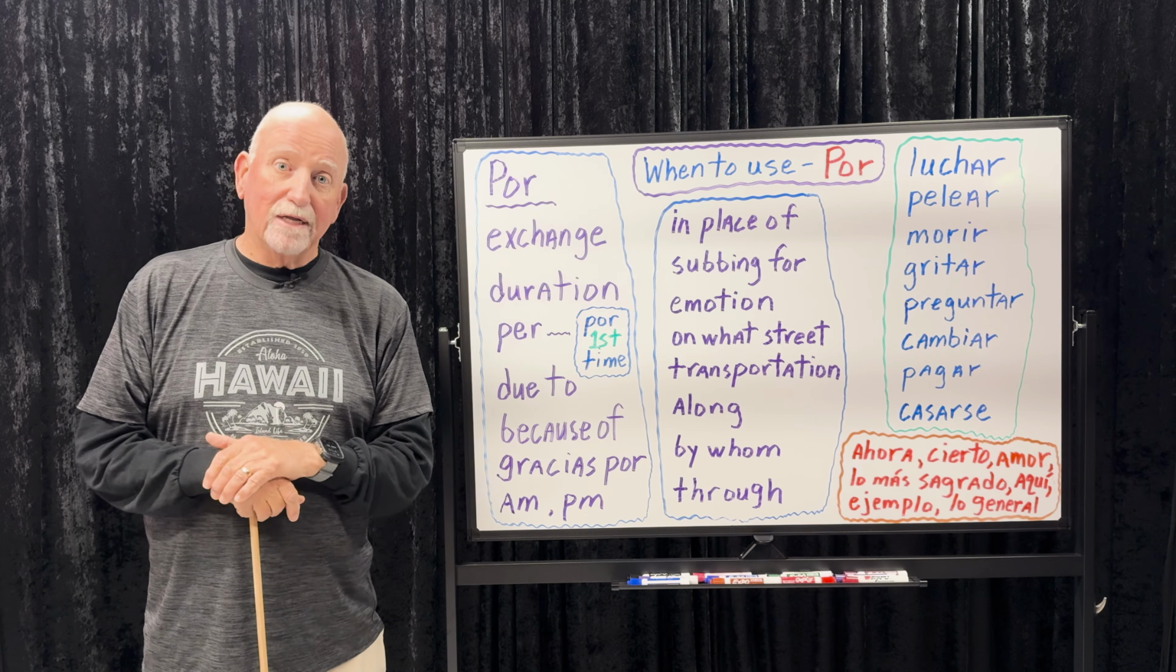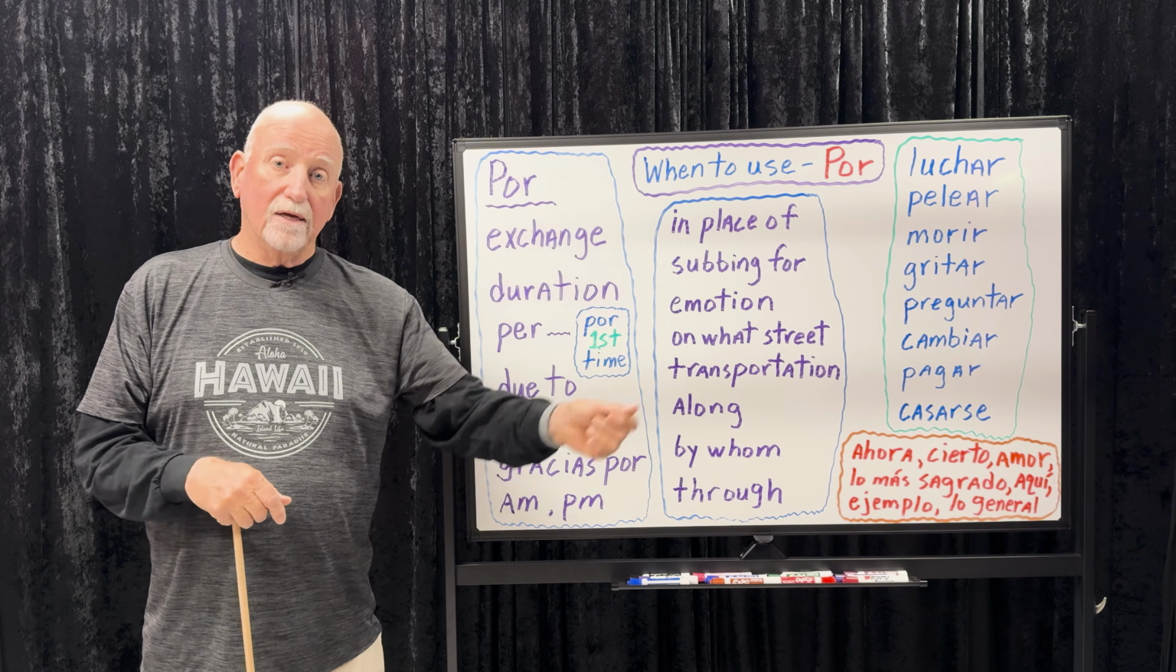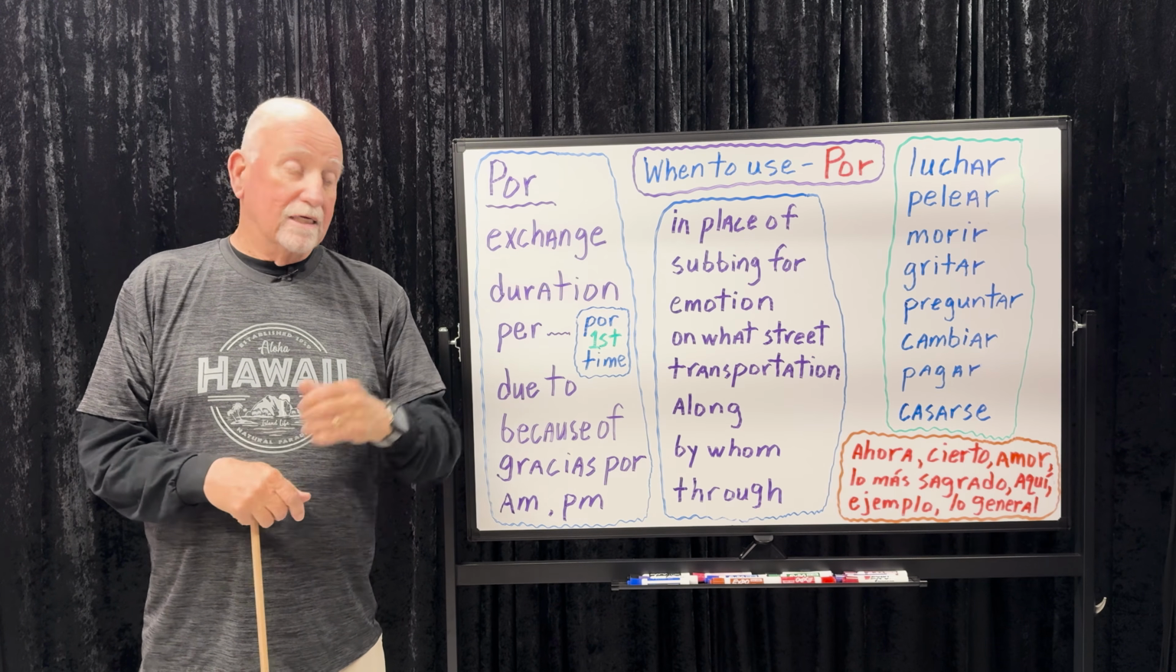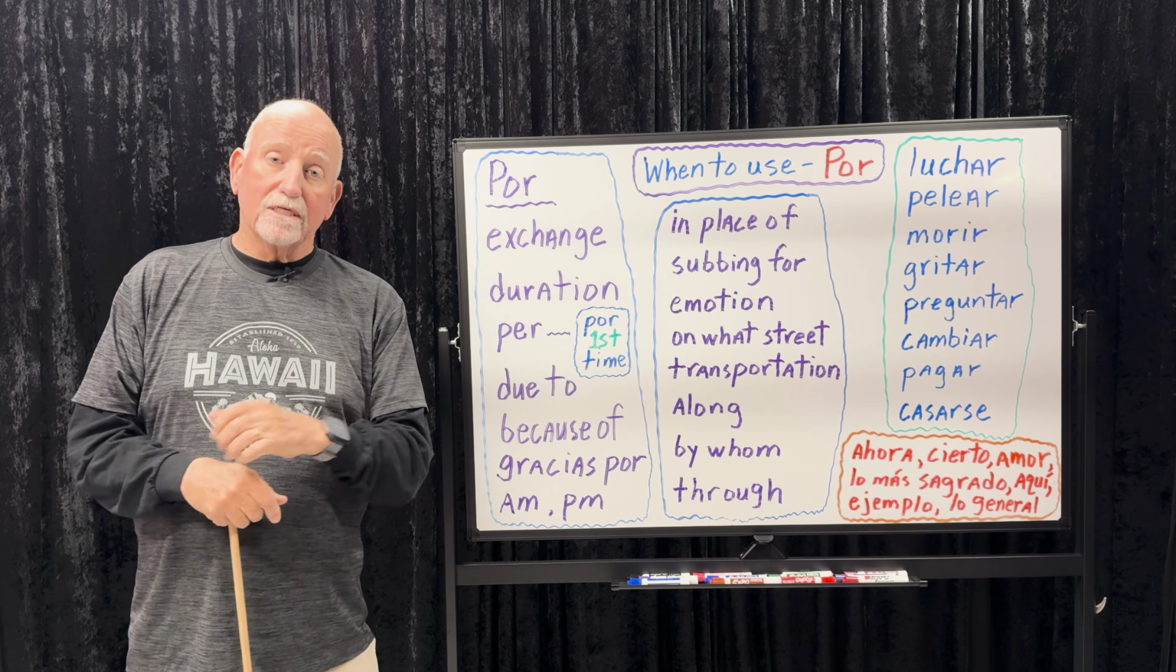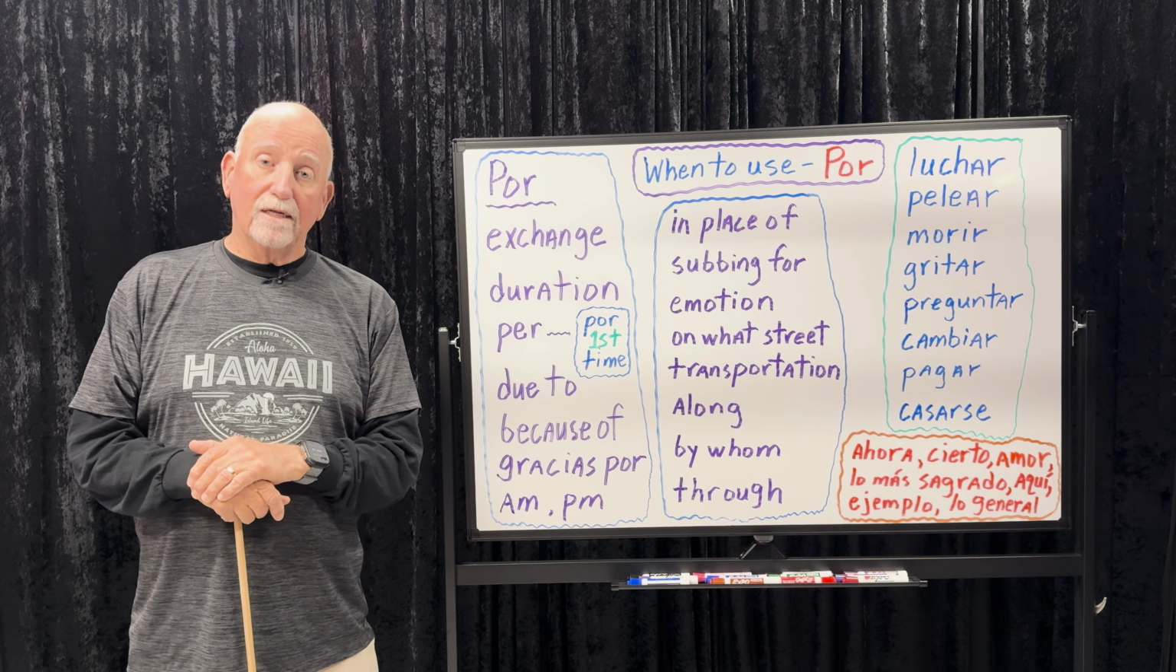She got married for money. Se casó por el dinero. He got married for money. Se casó por el dinero. They got married for power. Se casaron por el poder.